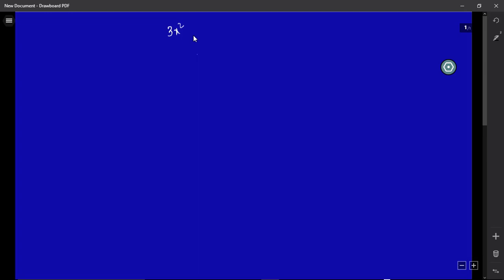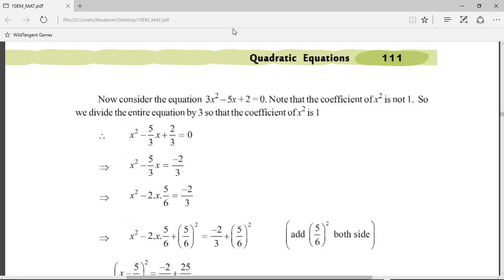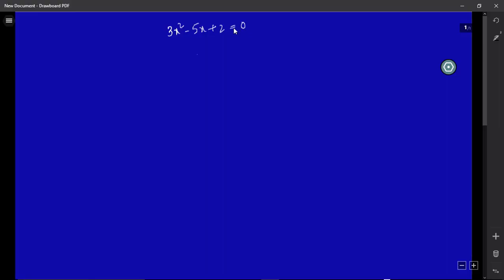3x square minus 5x plus 2 is equal to 0. Same thing, we'll try to find out the roots of this quadratic equation using method of completing squares.